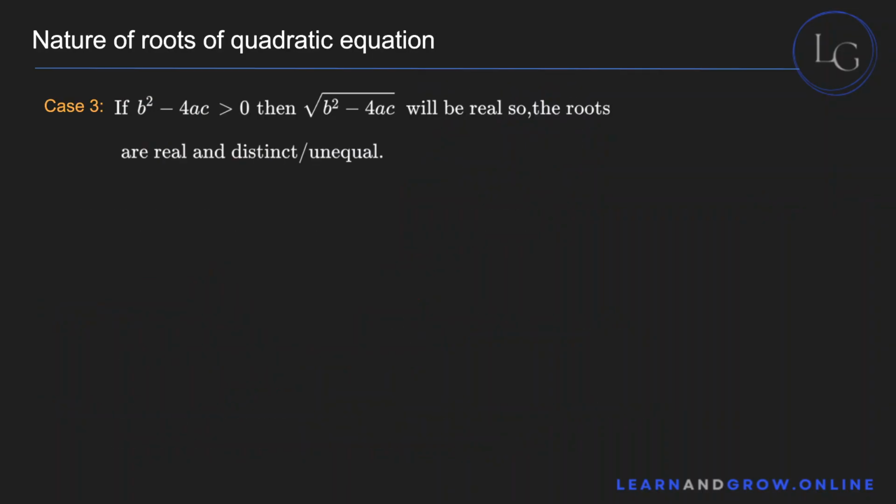Similarly, in the third case, well, not similarly, but the concept is similar. This b square minus 4ac, the discriminant, is greater than 0. So the under root b square minus 4ac will be real, as b square minus 4ac is a positive number greater than 0. So the roots are real and distinct and unequal. Why are they distinct and unequal? Because the discriminant is not equal to 0.